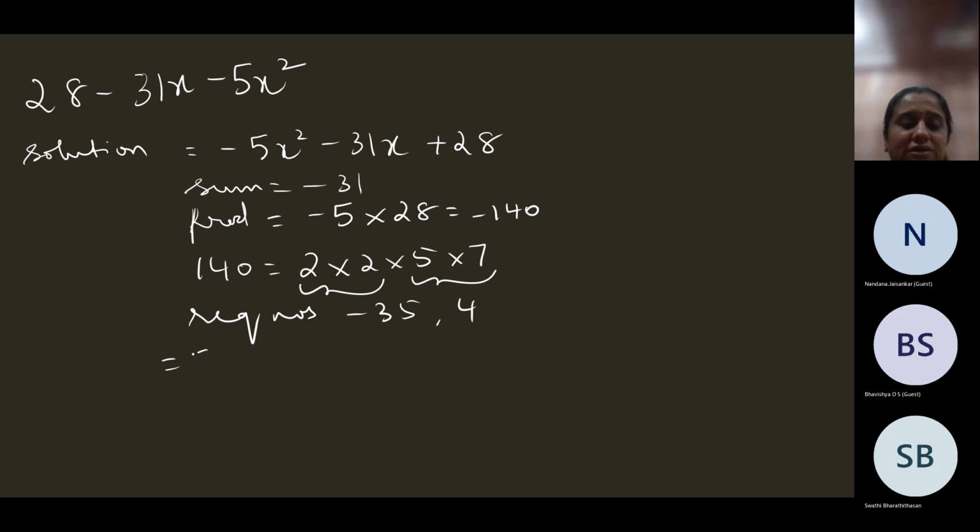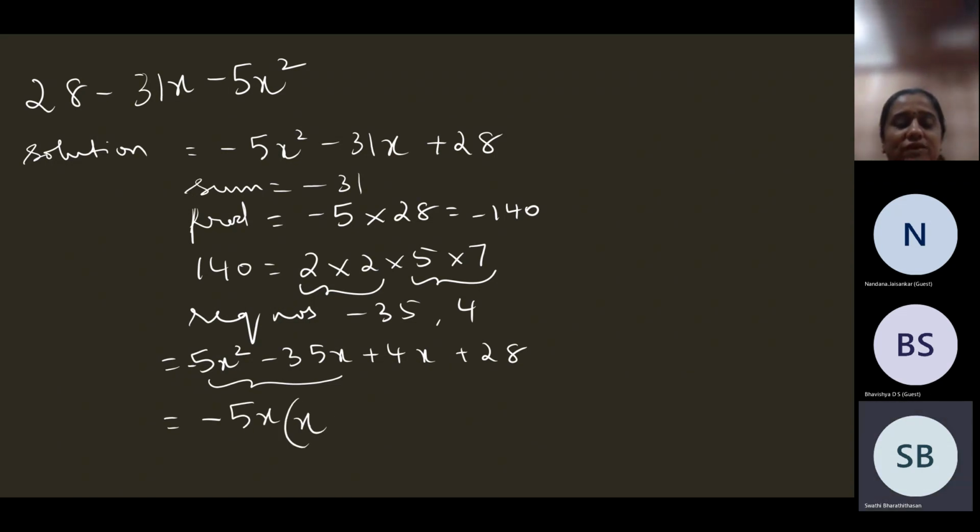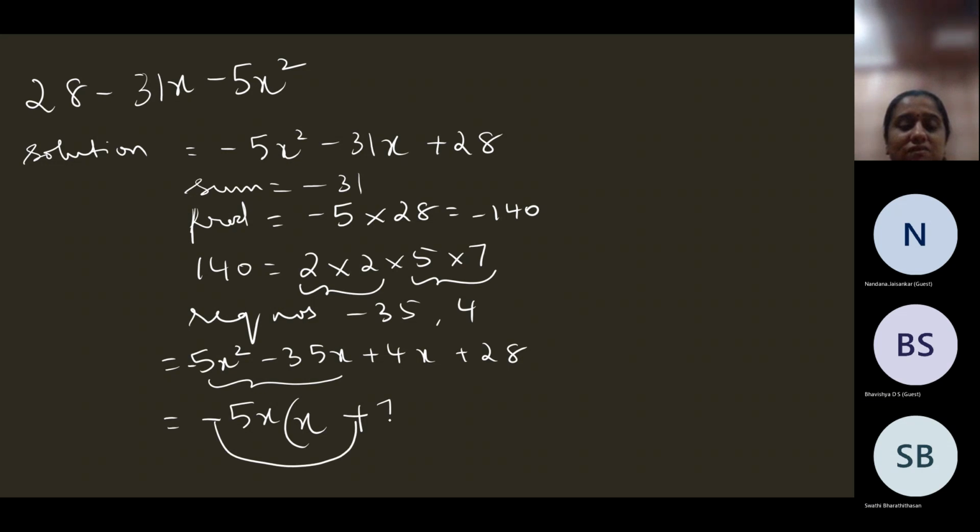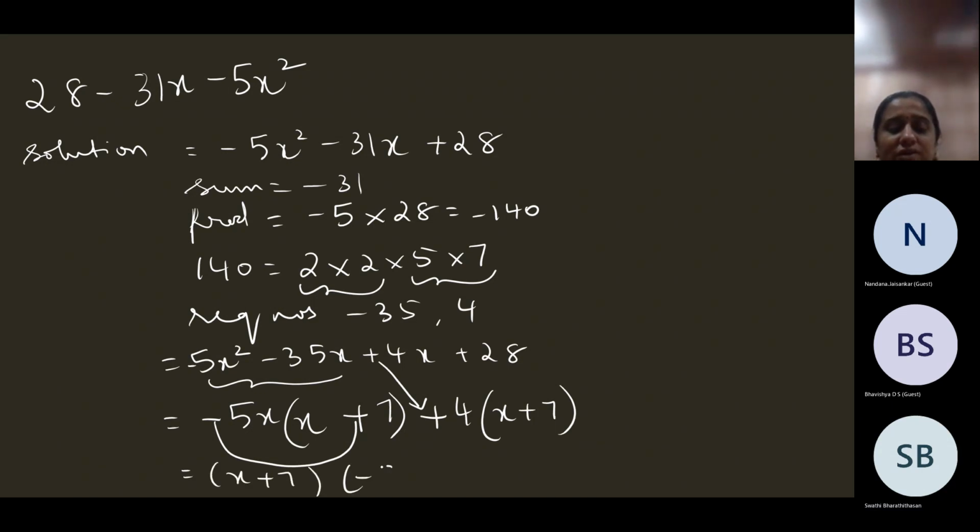Very good. So spread the middle term. Minus 5x squared minus 35x plus 4x plus 28. Group the first two terms. Minus 5x is common. So minus 5x into x is minus 5x squared. Minus into plus is minus 7. Then this plus sign will come as it is, plus. Common is 4. So x plus 7. So in the two brackets, you have x plus 7. So write it once, x plus 7. And then write minus 5x plus 4 in the other bracket. Yes, ma'am. Got the same answer. Very good.